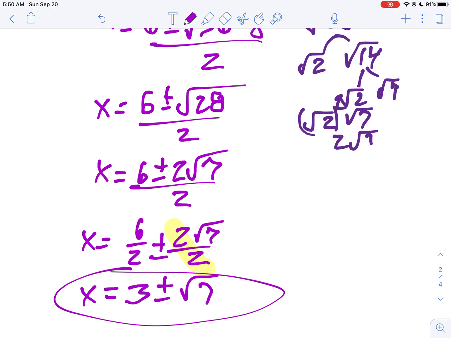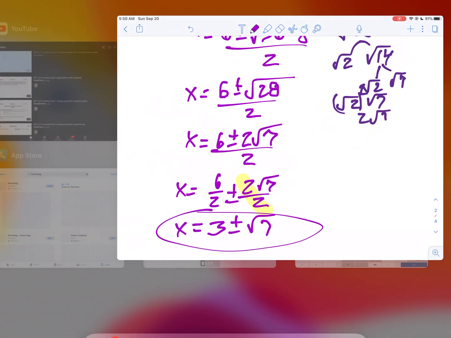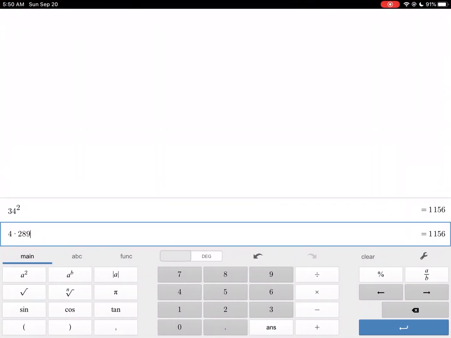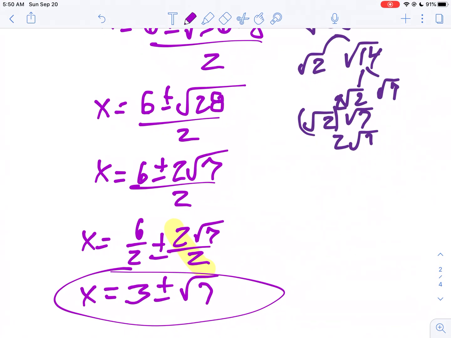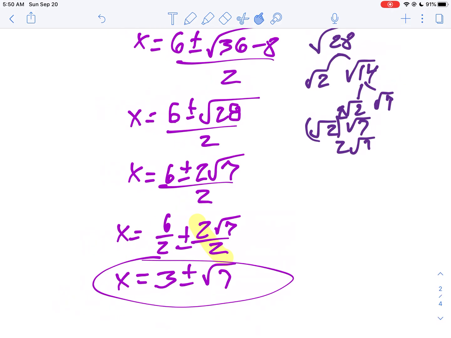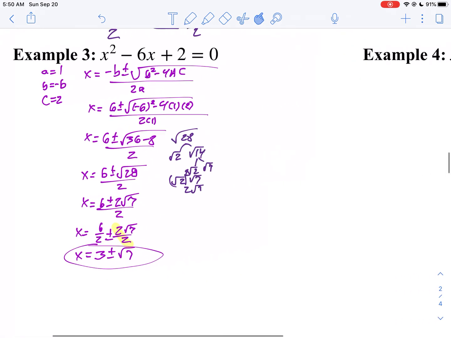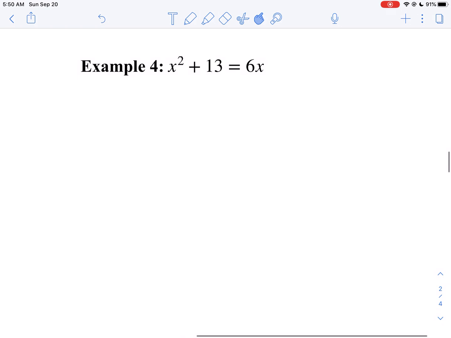Now, you could use your calculator and say 3 plus the square root of 7, and round that and say it's 5.6. And if I do 3 minus the square root of 7, I get 0.4. Those would be rounded answers, but I want the exact answer here. So we're just going to go with the exact answer. Okay, let's take a look at the last one.